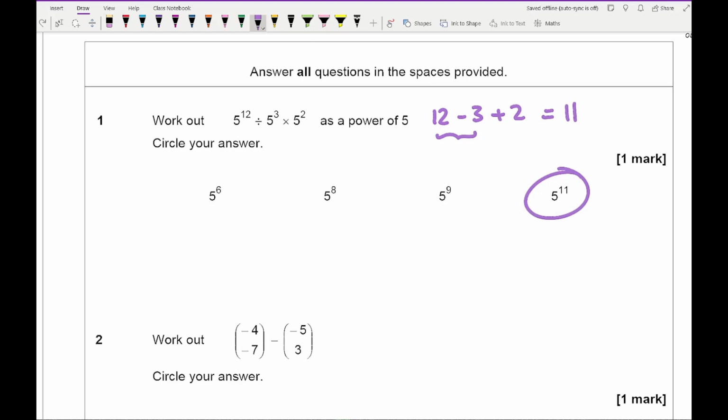Now here, just be mindful that using the rules of BIDMAS, when we write the sort of instruction like I've done here, you might think we do the addition before we do the subtraction. So here we'd end up with 12 minus 5, but that would actually be incorrect. What we need to do is do it from left to right when we have subtraction and adding, and that will give us the answer of 11. That's probably why 5 to the power of 7 is not an option.